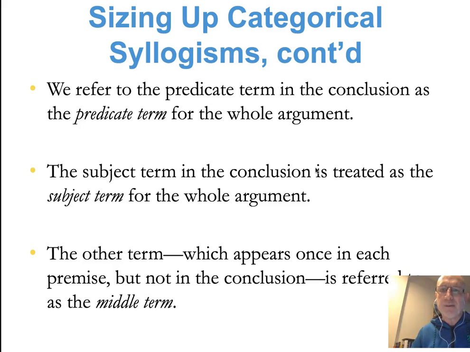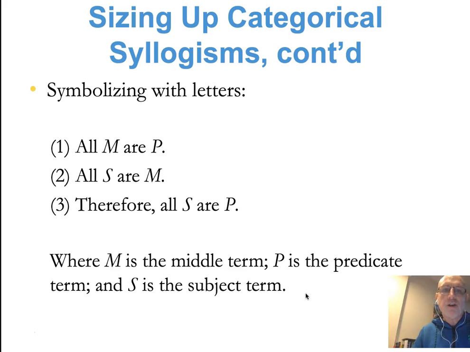We refer to the predicate term in the conclusion as the predicate term for the whole argument. Now that's really important. The predicate term in the conclusion is the predicate term for the whole argument. The subject term in the conclusion is treated as the subject term for the whole argument. The other term, which appears once in each premise but not in the conclusion, is referred to as the middle term. Now, you'll see how this becomes clear. So, if we symbolize it with letters, we can say all M are P, all S are M, therefore all S are P, where M is the middle term, P is the predicate term, and S is the subject term.